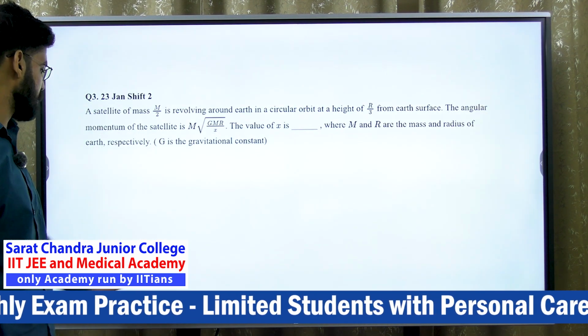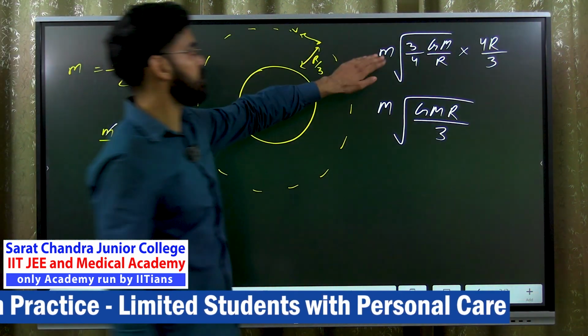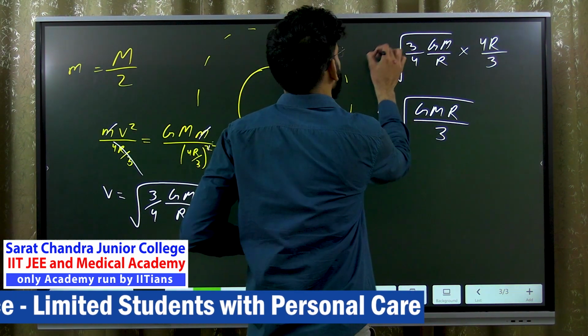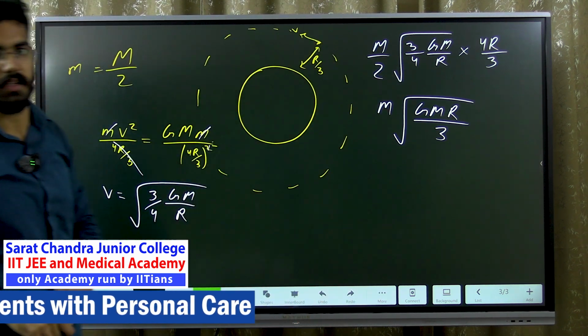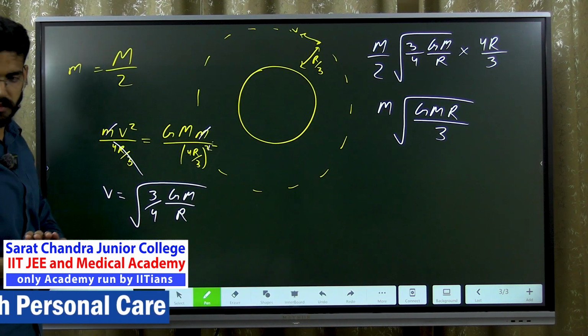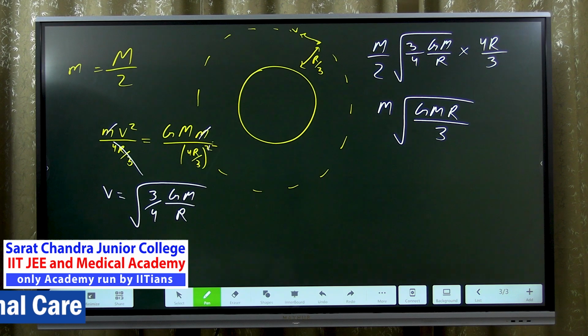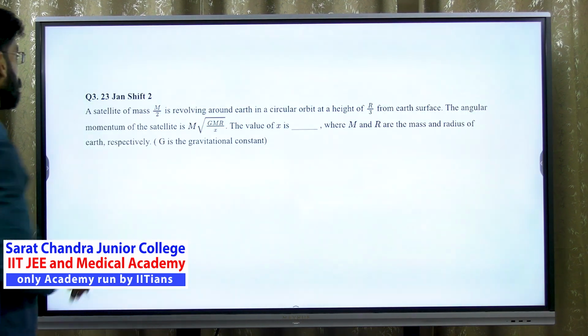You can solve for the numerical values. Numerically you can solve. Just put this small m as capital M by 2. Now take the numerical inside. Okay, then you will get your answer. Understood? Now see next question.